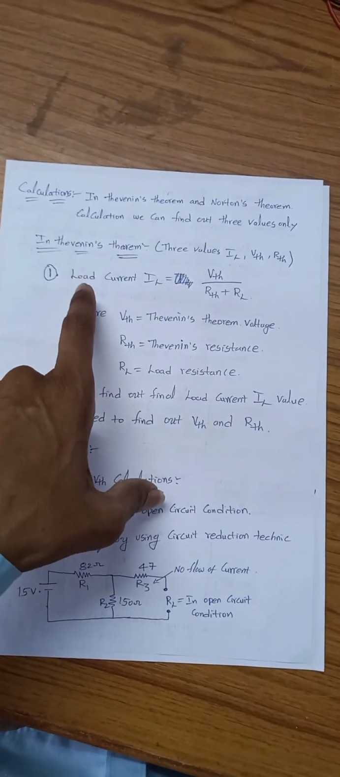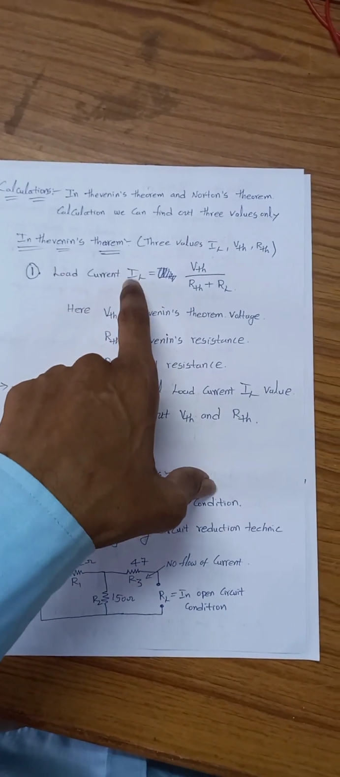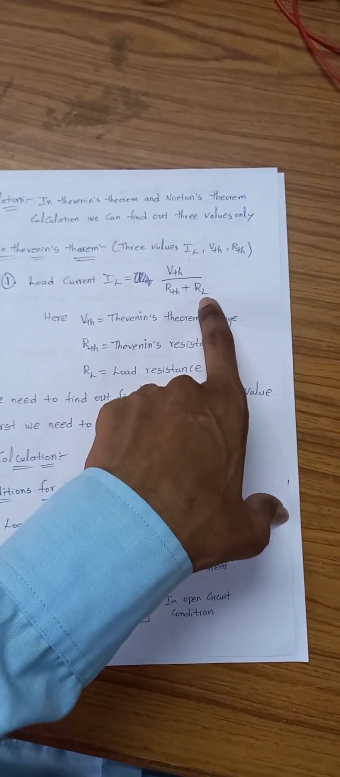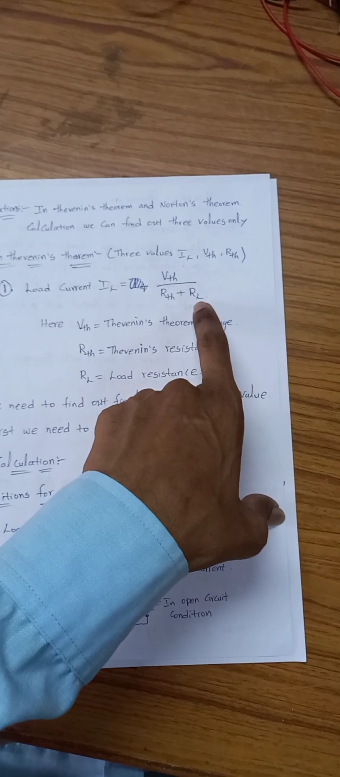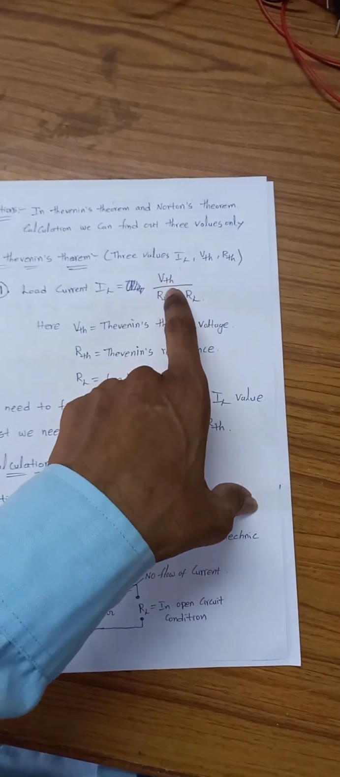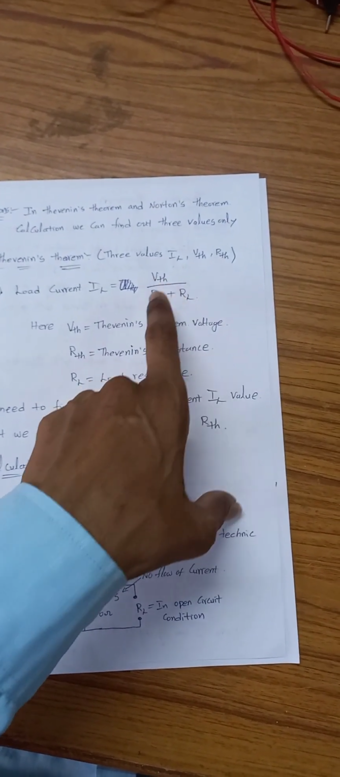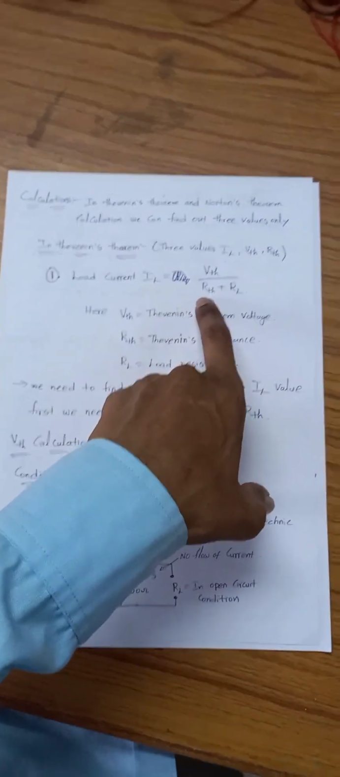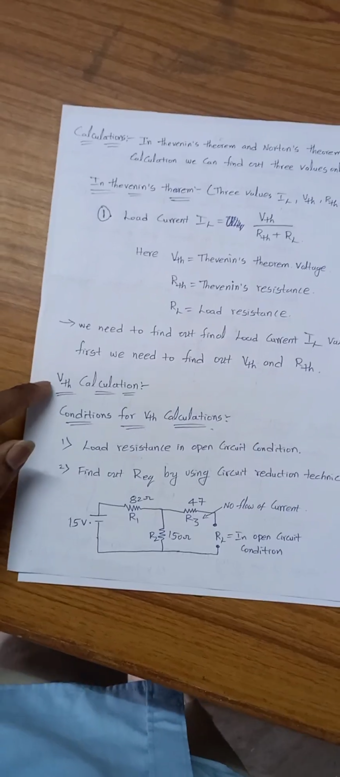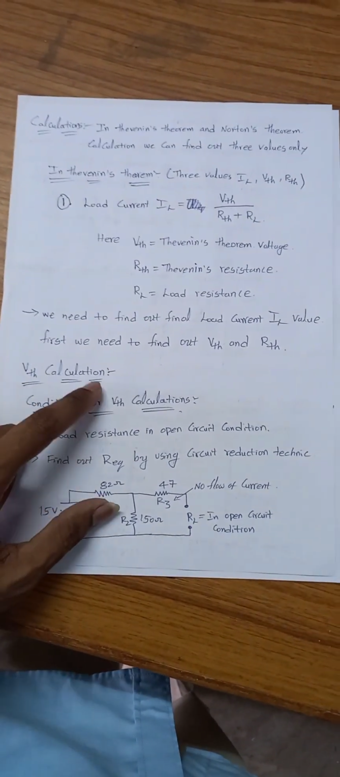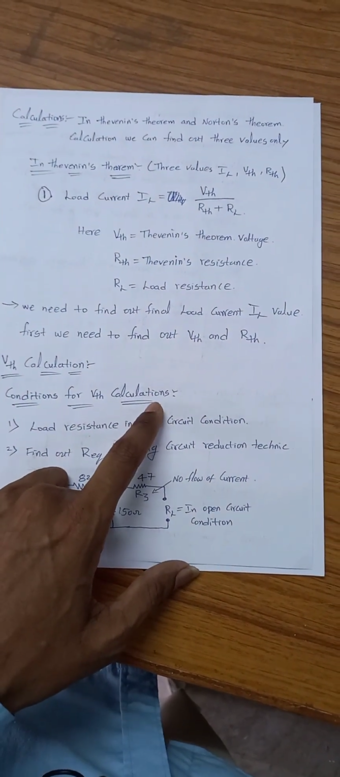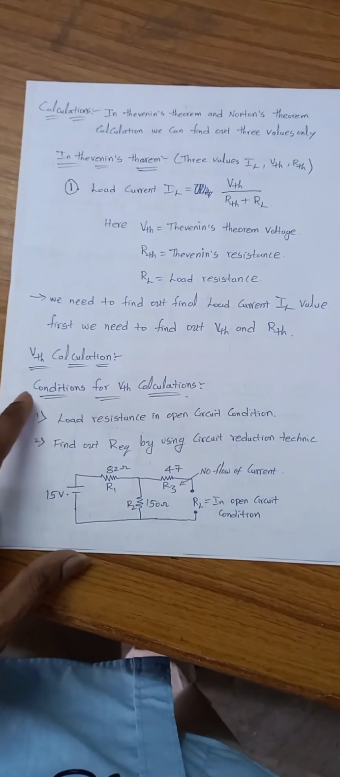Before going to find out this load current, first we need V Thevenin and R Thevenin. RL already we have taken as 100 ohms. That one is already fixed. But we need to find out the V Thevenin voltage and R Thevenin resistance by using different conditions and calculations. So first we need to calculate V Thevenin. To calculate V Thevenin, we have majorly two conditions.